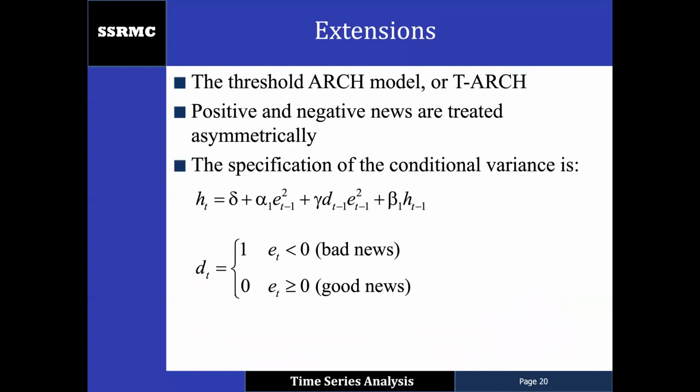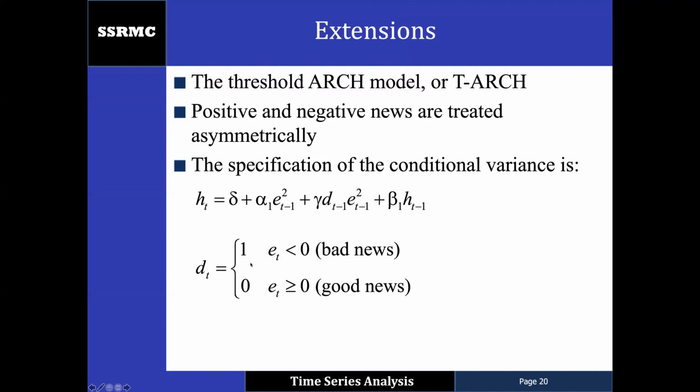The next extension is the threshold ARCH model, or T-ARCH. It's very useful in practice because the market's response, or people's response, to positive and negative news are not the same. They are usually treated asymmetrically. And generally speaking, people respond to negative news more strongly than positive news. That's based on some empirical observation, and that's why this T-ARCH model sometimes fits the empirical data better than a general ARCH model. So in the GARCH model, we are going to add one more term over there.